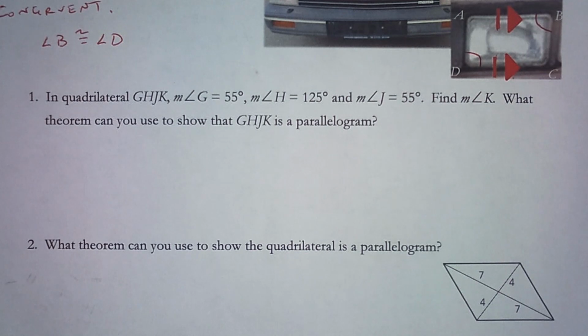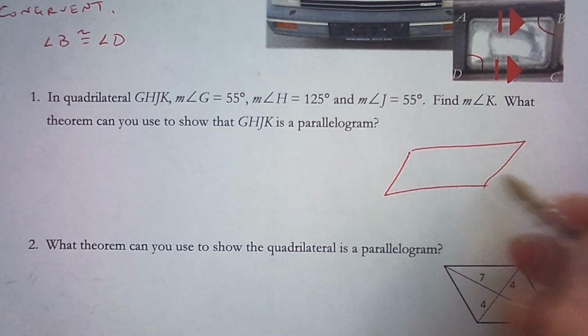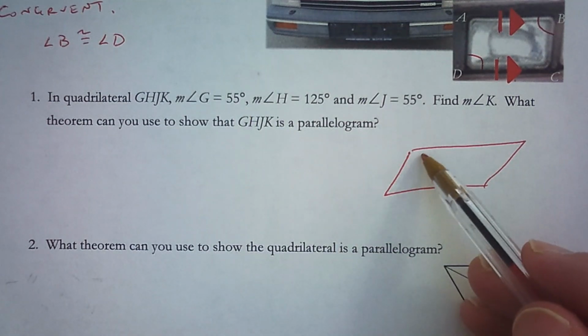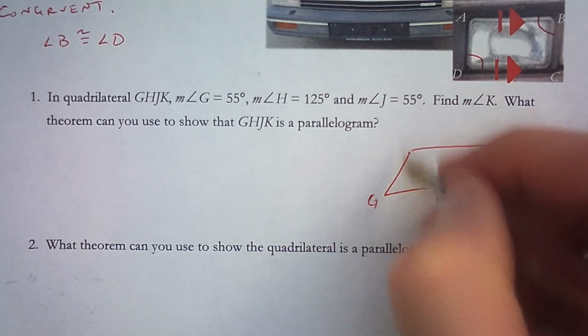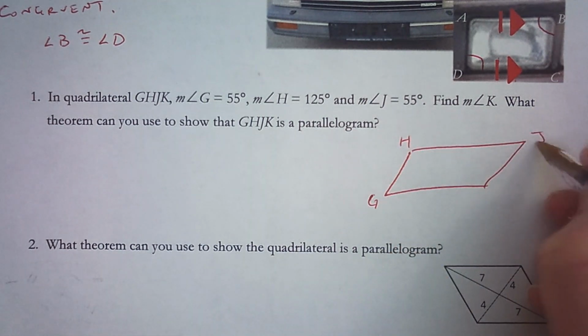In quadrilateral GHJK, which is not drawn for us, we'll draw it ourselves. It says that angle G is 55 degrees. This does not look like 55 degrees, but I'll call this angle G. So we'll call it parallelogram GHJK.